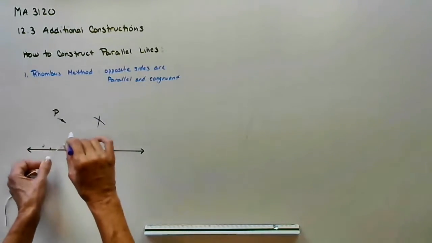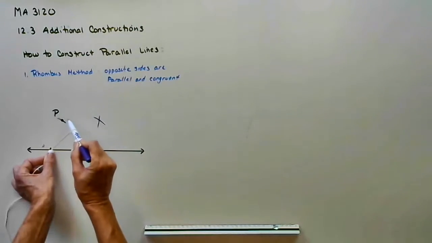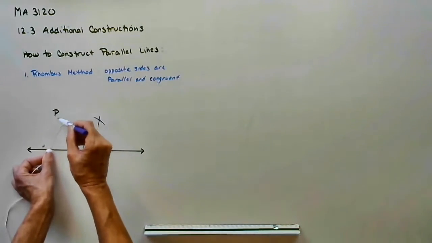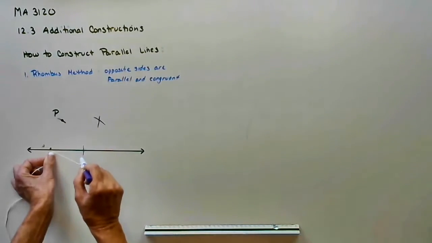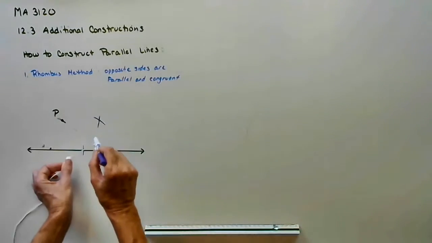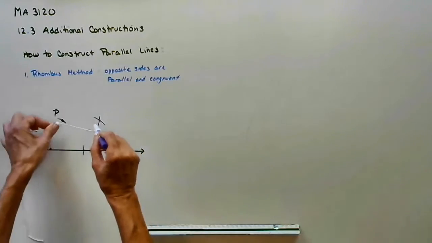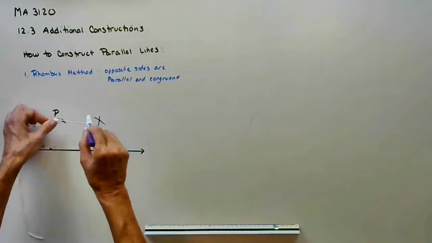I'm going to do it again. First thing I did was I took my compass, and I figured out how long it was from A to P. I made that distance the same over here. And then from each one of those corners or vertices, I swung an arc, and I swung an arc.